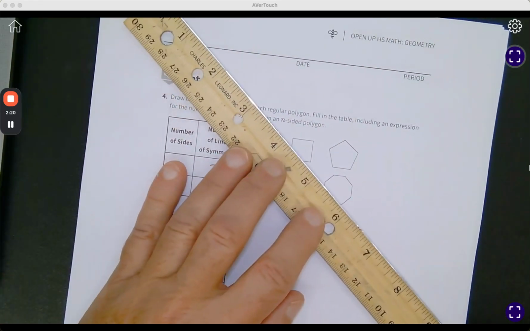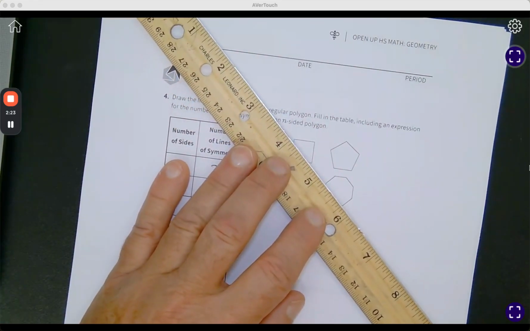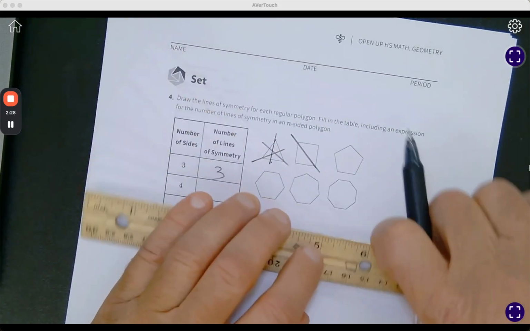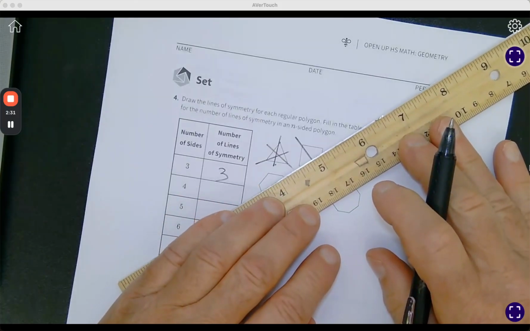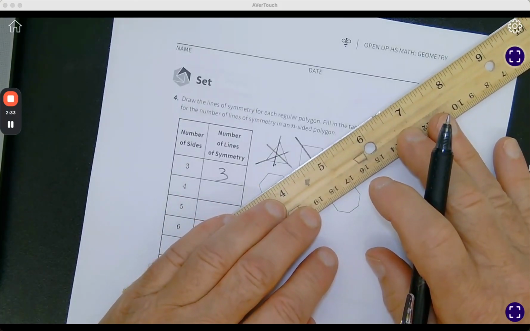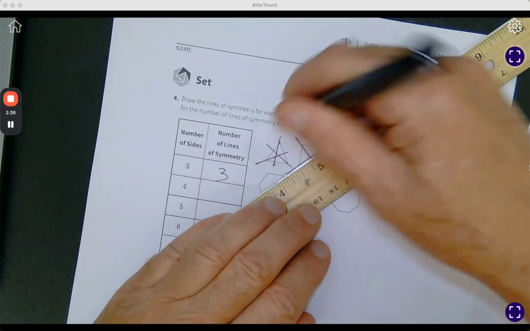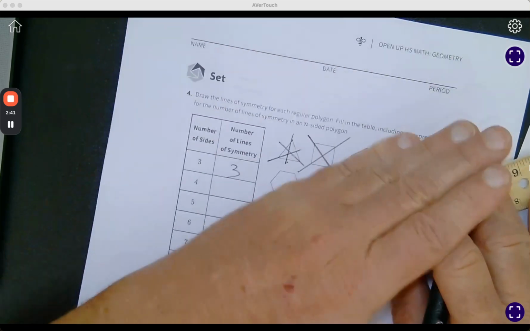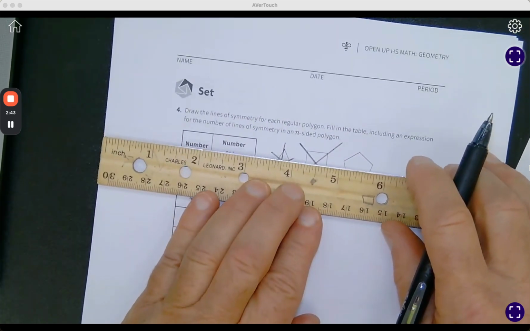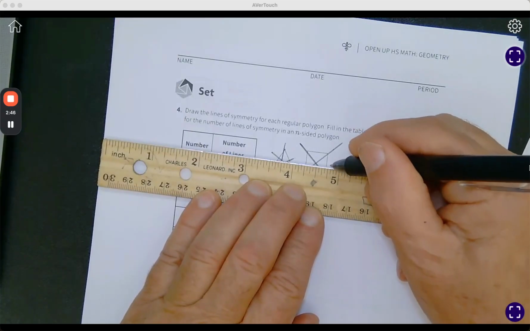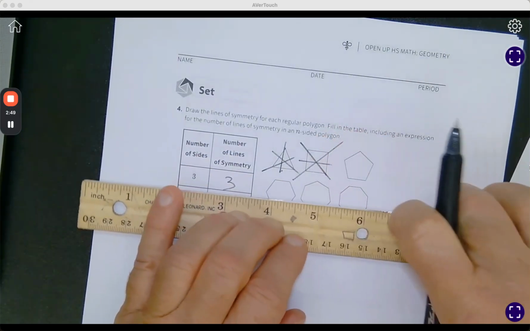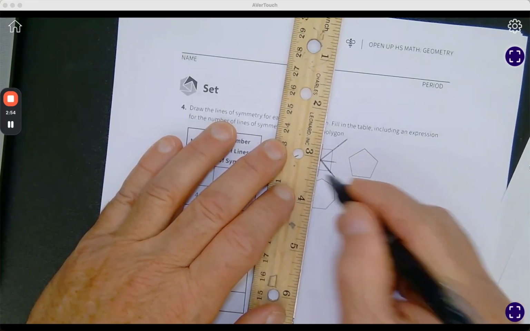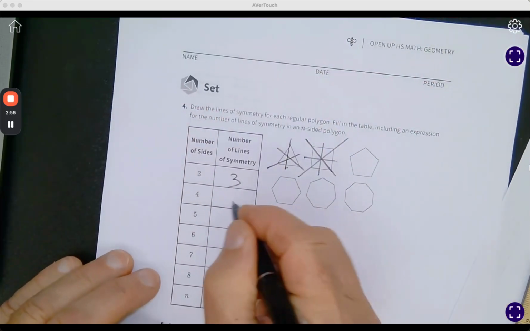Let's try the square. This diagonal is a line of symmetry. A diagonal is a vertex connected to a vertex. This other diagonal is also a line of symmetry. Remember, symmetry implies it's the same on both sides. So notice that is the same as that. There are 2 more lines of symmetry. If I go through the middle of the sides, the top and the bottom look the same. And if I go through the middle of this side, then the left and the right look the same. So there are 4 lines of symmetry.